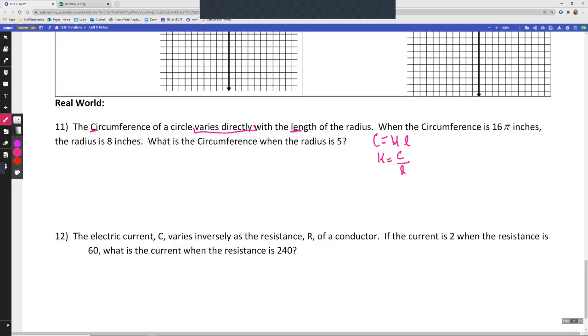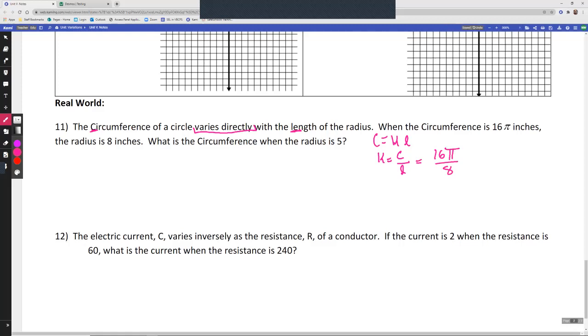And now here's what we're going to do. We're going to actually substitute these things in. So it says when the circumference is 16 pi inches, the radius is 8. We're going to use that right there to find our K value. So K is, we have C over L, and then it's given us 16 pi over 8.